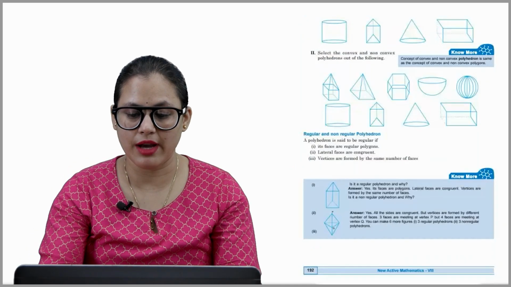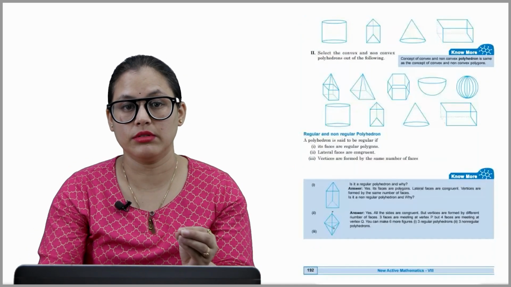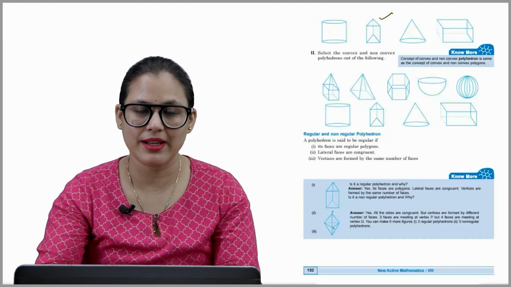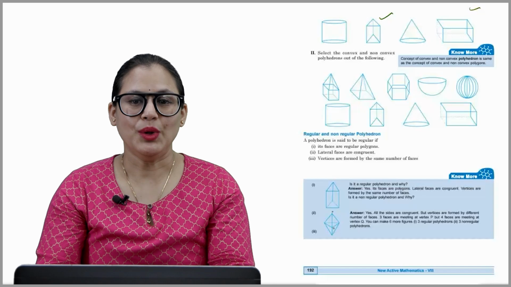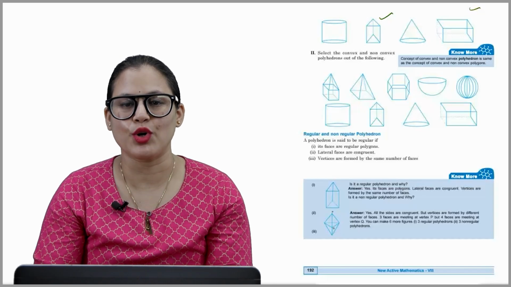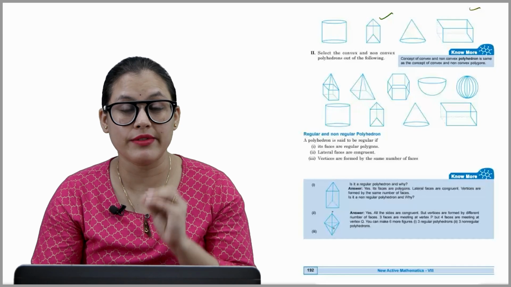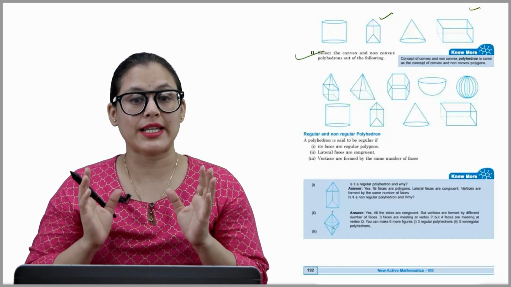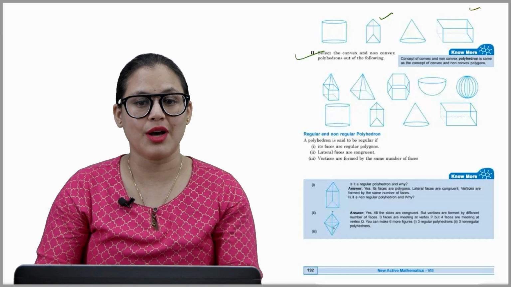Okay, here also you have to select which out of them are polyhedrons. Obviously this one and this one. Okay. No more. The concept of convex and non-convex polyhedrons is the same as the concept of convex and non-convex polygons. Okay. Now you can easily do this. You have to select the convex and non-convex polyhedrons out of the following.